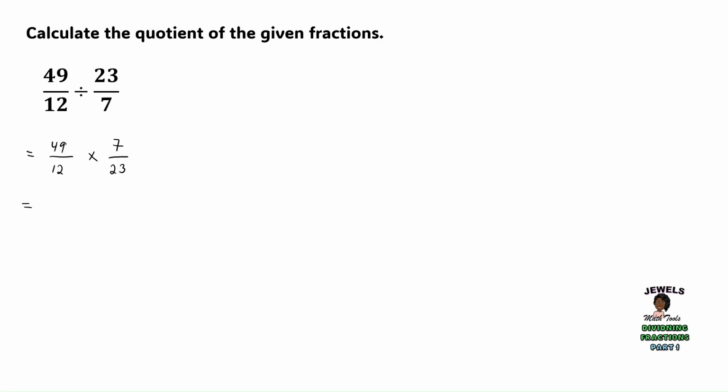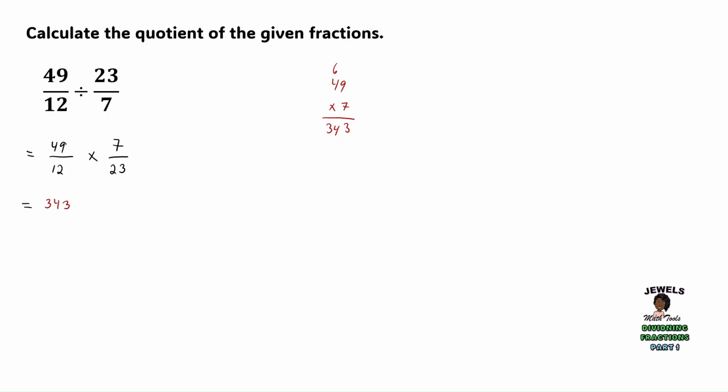So now that we've applied our rules for dividing our fraction, let's begin with our multiplication. So remember that we're multiplying numerators together. So 49 will be multiplied by 7. And 7 times 9 is 63. We put our 3 and carry the 6. 7 times 4 is 28, plus 6 will equal 34. So in our numerator, we'll have 343.